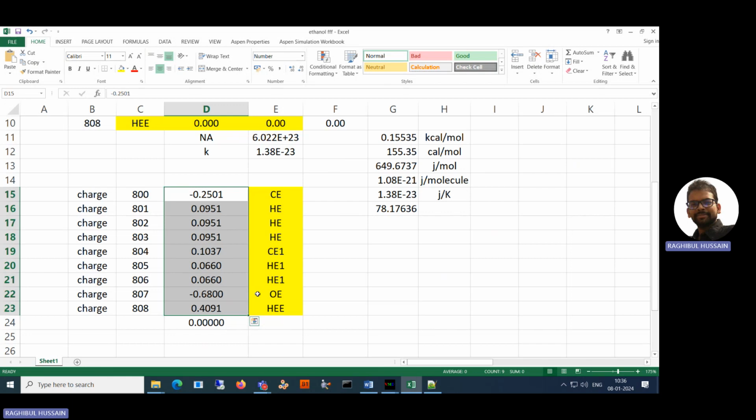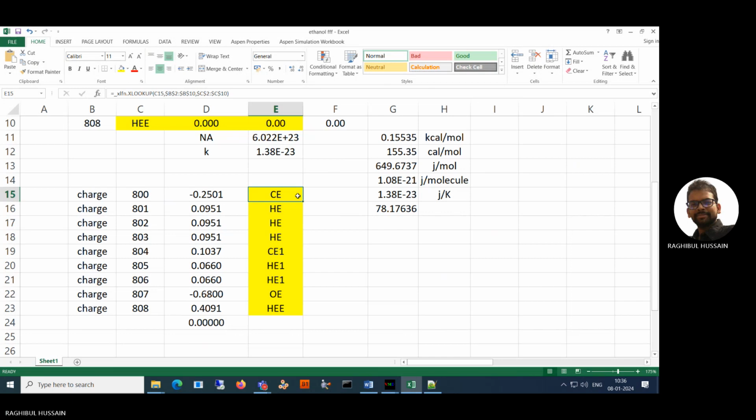You have to give some variable name to each type of atom. So I have given for 800, carbon, CE, carbon of ethanol. Then the remaining three, 801, 802, and 803, are the hydrogen atoms of CH3. All of the hydrogens have the same charges, so all three hydrogens are of the same type. So I have given the variable HE.